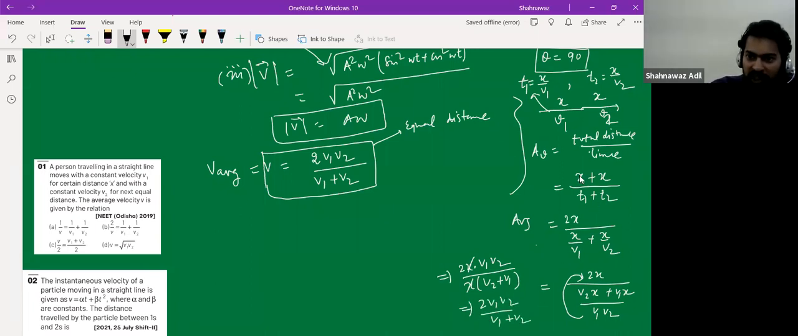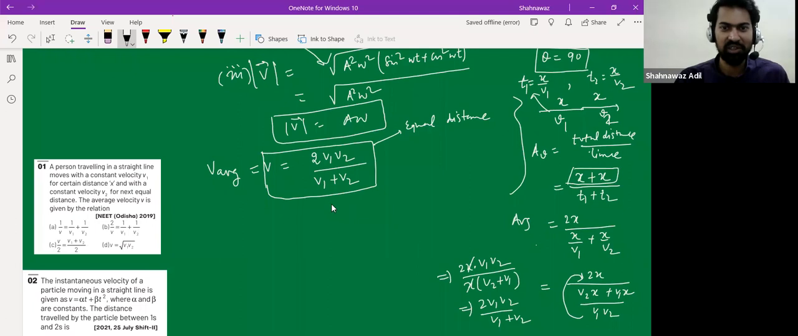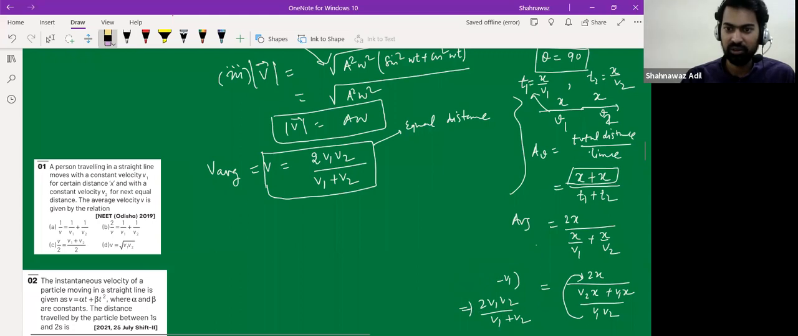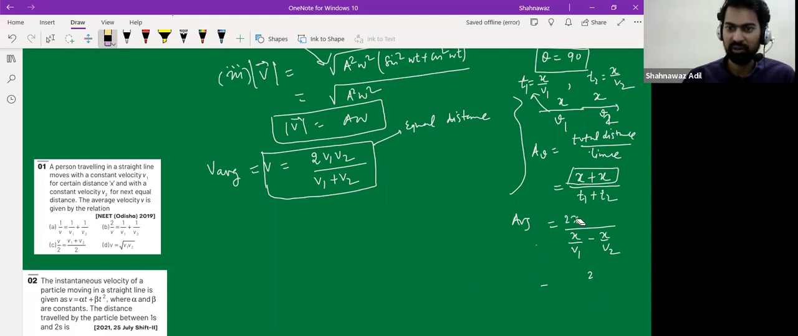Okay. So for equal distance, you get this formula. So do not remember this derivation. Always remember this formula. Okay. Because in your NEET exam, you will not be deriving any formula. You just have to remember a formula at an instant. You just remember the formula. So this was the average velocity, okay?